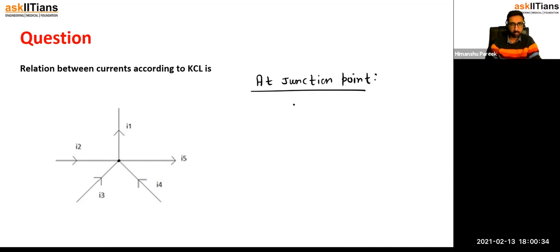the total current which is coming is I2, plus I3 is also reaching there. I4 is also reaching there. And the total current which is going away from the junction is I1 and I5. So these two will be equal. So that is the answer.